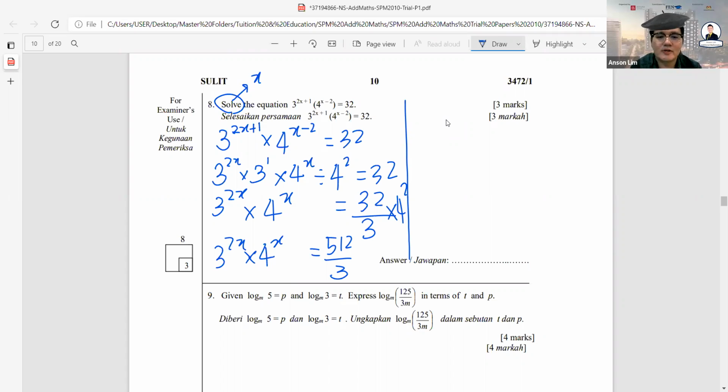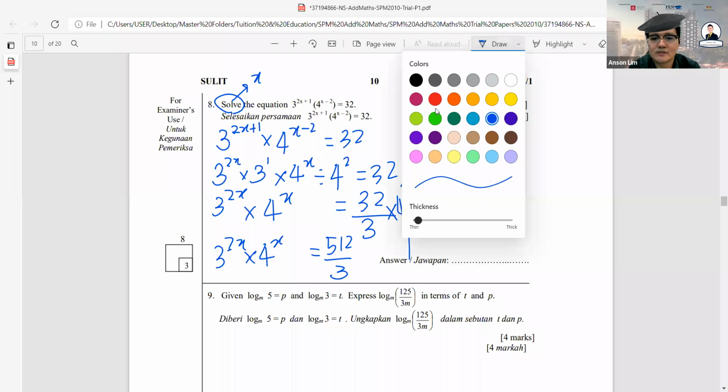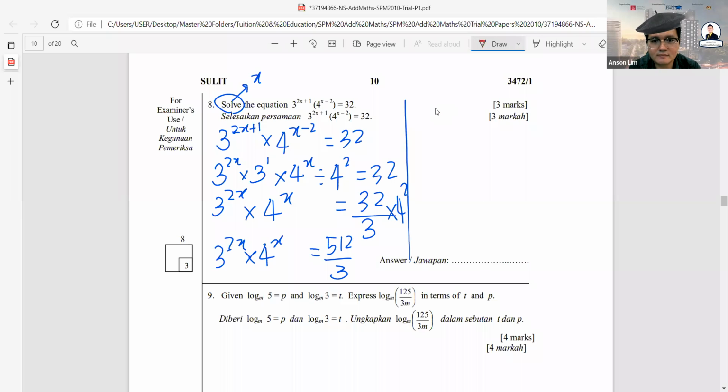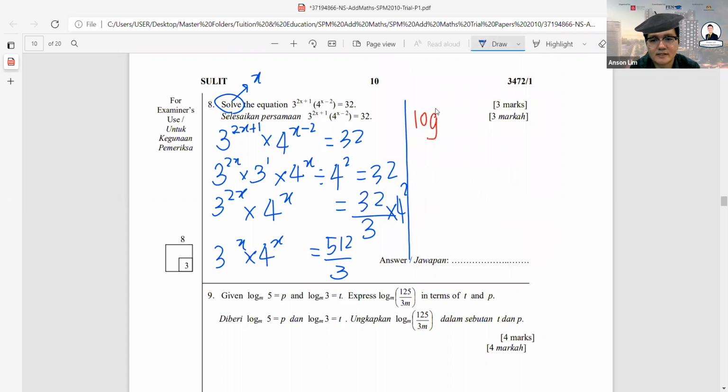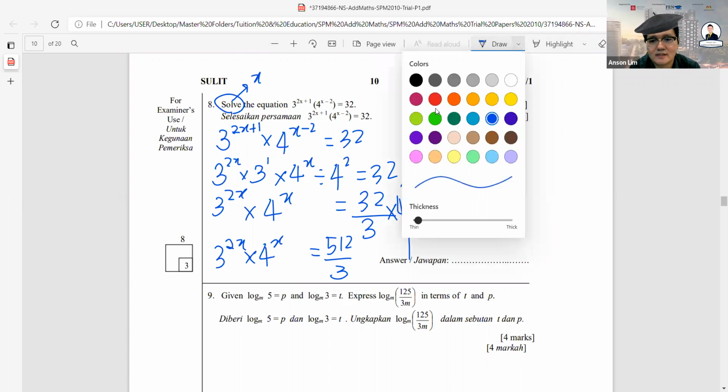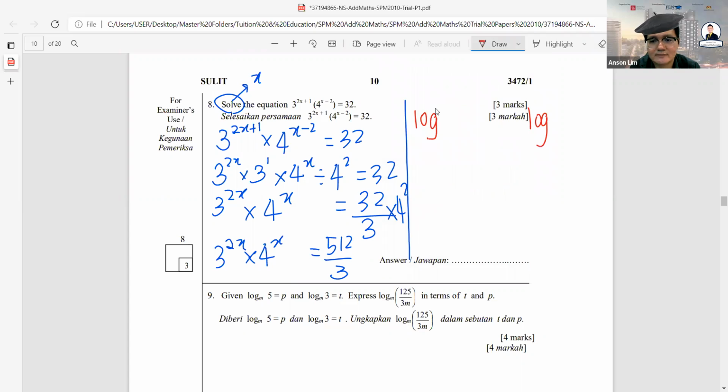I'm asking you all to know how to solve this because students don't like this chapter. Why? So you have to know whether you need to log both sides. Yes, log both sides. If you log both sides, you must be fair and log both sides, so you have log of 512 over 3.